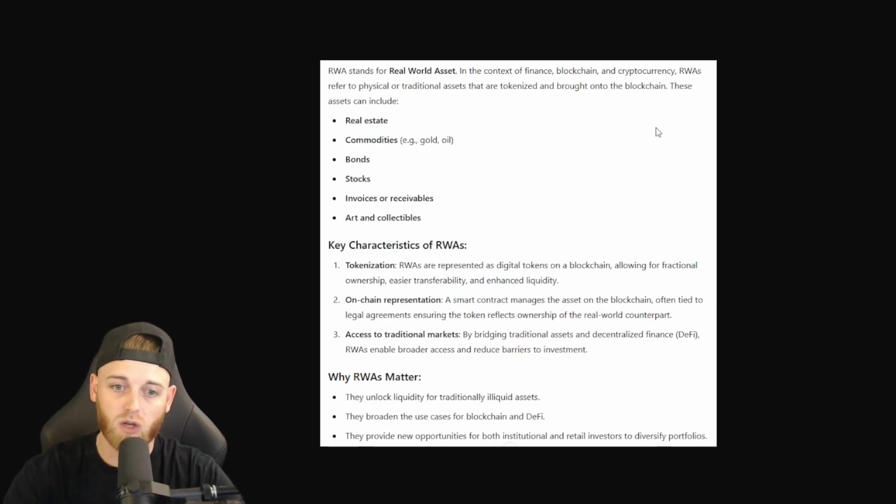Now, why RWAs matter? They unlock liquidity for traditional illiquid assets, like real estate. They broaden the use cases for blockchain and DeFi. And they also provide new opportunities for institutional and retail investors to diversify their portfolio into, say, real estate. Because I know some of you out there can't afford to buy a house, right? But would you like to buy, say, 5% of a house and then get 5% of the rental income that the tenant would pay every month, right? So it's that aspect of tokenizing anything in the real world.